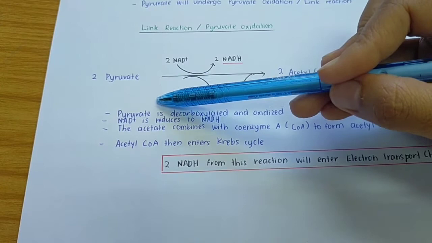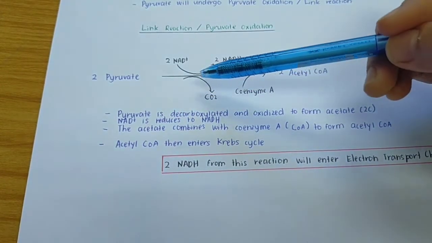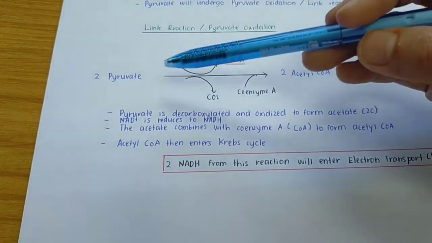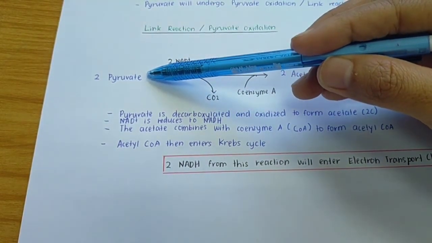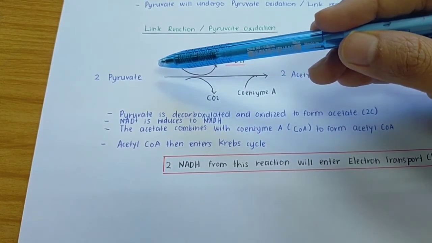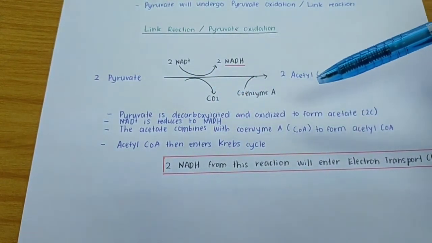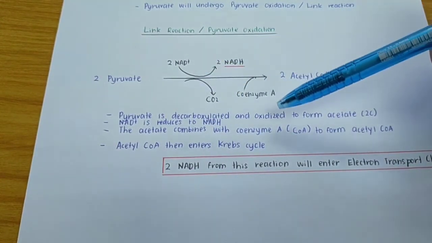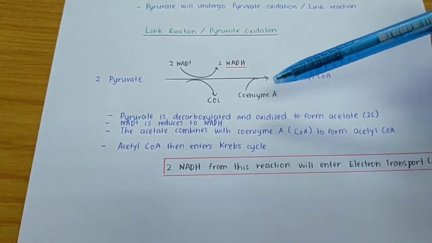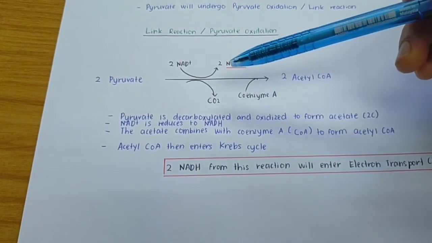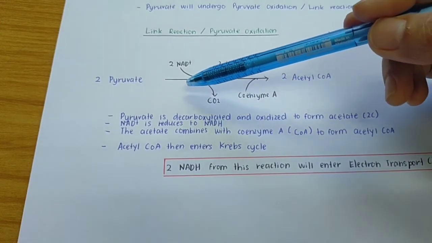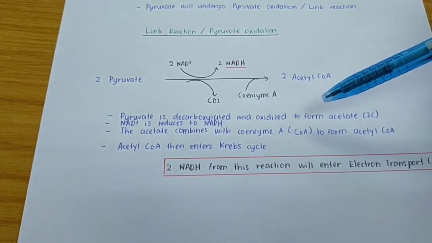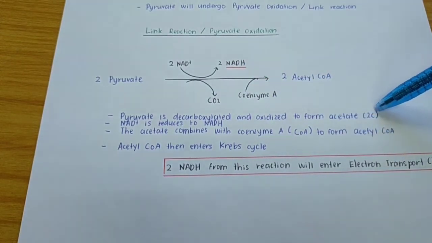So firstly, pyruvate is decarboxylated. What is the meaning of decarboxylated? Pyruvate will remove carbon dioxide. You have to remember, pyruvate is a 3-carbon molecule. So when it removes 1 carbon as carbon dioxide, it will form acetate. Besides decarboxylation, pyruvate also will be oxidized. So ada 2 benda berlaku di sini. Pyruvate is decarboxylated, removing carbon dioxide, and also oxidized to form acetate. Acetate is a molecule that has 2 carbons.